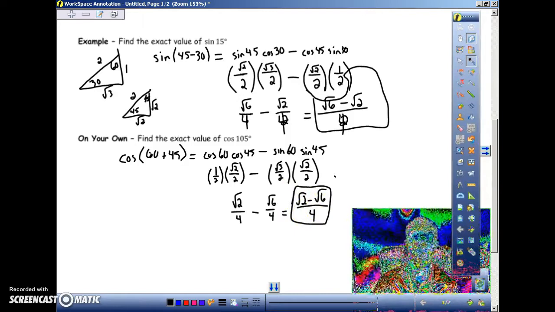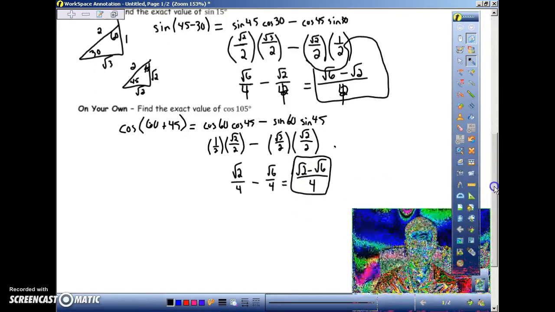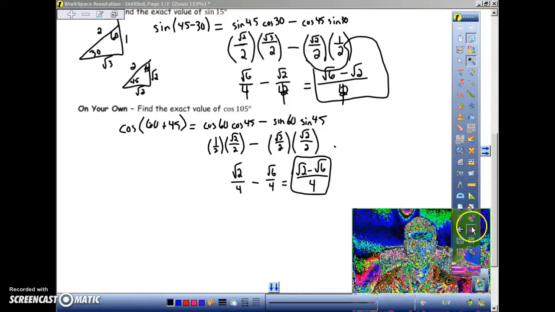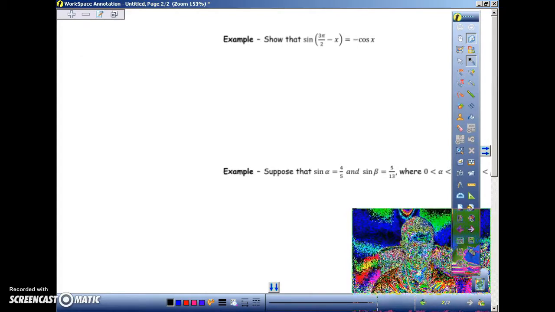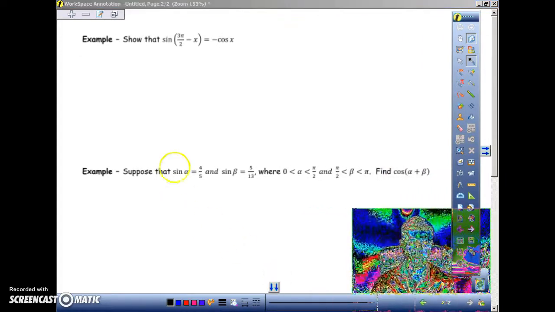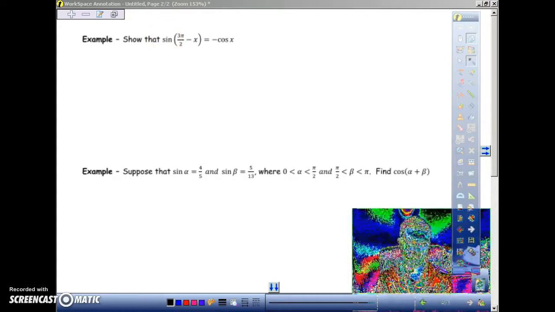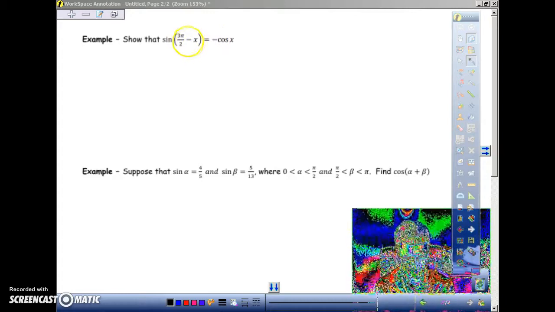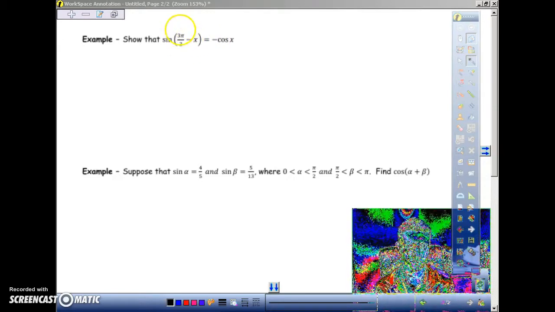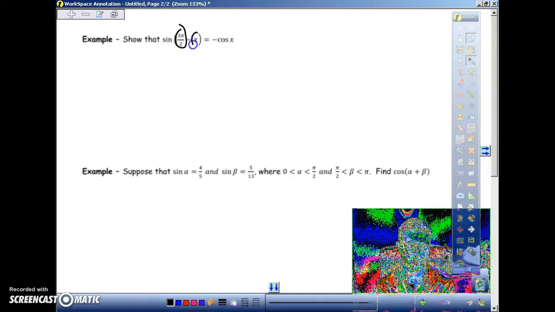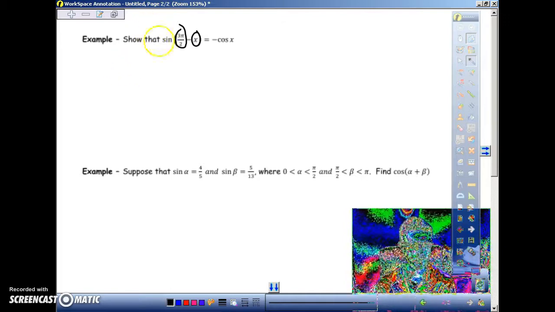Okay, so let's continue on here to the next page. Okay, so we're going to get into this a little bit more. So it says, show that the sine of 3 pi over 2 minus x equals negative cosine of x. Well, again, we are using the sum and difference formula here. So what you want to do is imagine that this is our alpha, and then this right here is our beta. So when we write this out as a sum and difference, it's going to look like this.